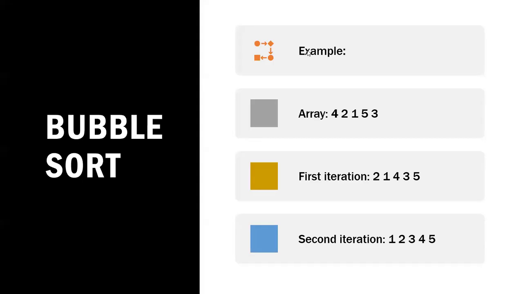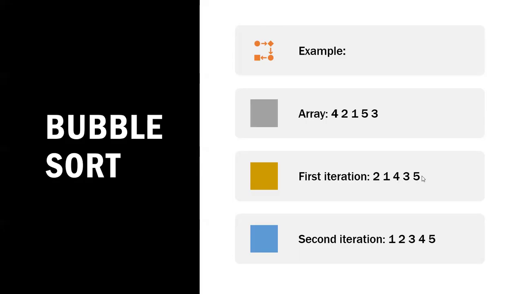So here's an example of a bubble sort. The array is 42153. The very first time it runs through the bubble sort in the array, it ends up with 21435. What happens is it compares the 4 to the 2 and it switches them. It compares the 4 to the 1 and it switches them. It compares the 4 to the 5 and it does not switch them. And then it compares the 5 to the 3 and it switches them. So this is how you end up with 21435, right?